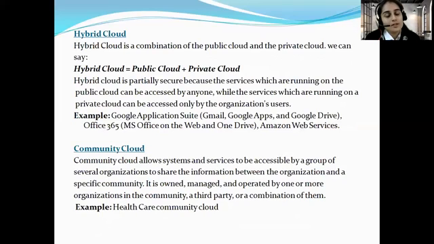Hybrid cloud is the combination of public and private cloud. We can say that it is partially secure because the services which are running on public cloud can be accessible by everyone, while the services which are running on private cloud are secure. Examples: Google Application Suite, Office 365, which includes MS Office on the web and OneDrive, and then Amazon Web Services.